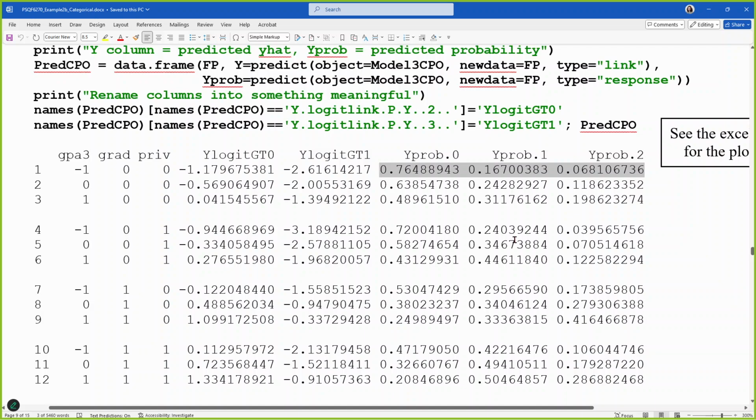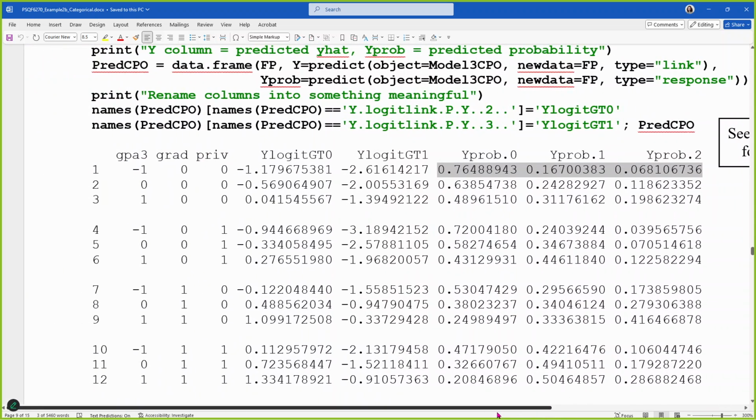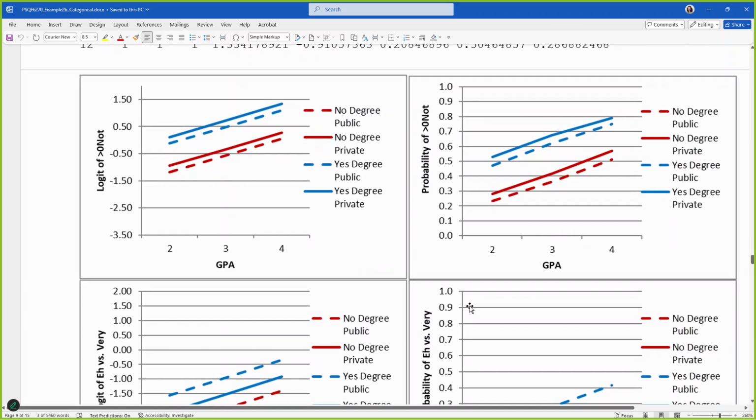A little tricky. And I see the Excel file online for the plots below. Oh my, yes. These are my plots. Yes, you can make these in R. Yes, you can make these in Stata. I wanted to show more of like the algorithm of how you get to the point where you have something to plot, because that's the hard part.